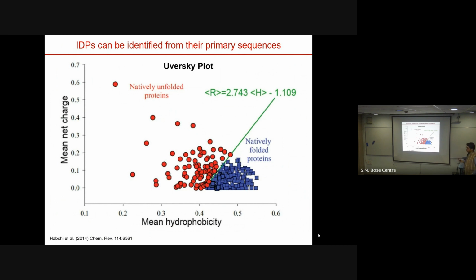But this was almost 20 years back. Now there are many programs where you can put in the sequence and they can tell you which part of the sequence is folded and which part of the sequence is disordered. Right? Just residue-wise, you can actually get that information.